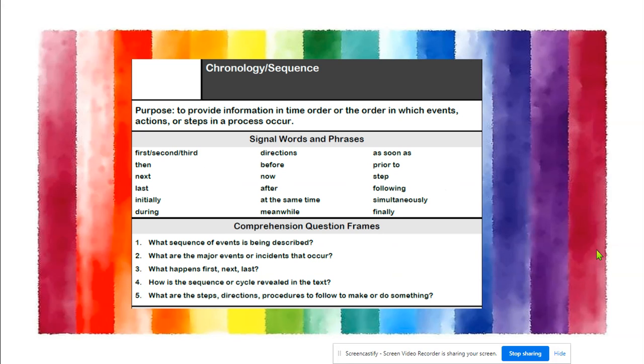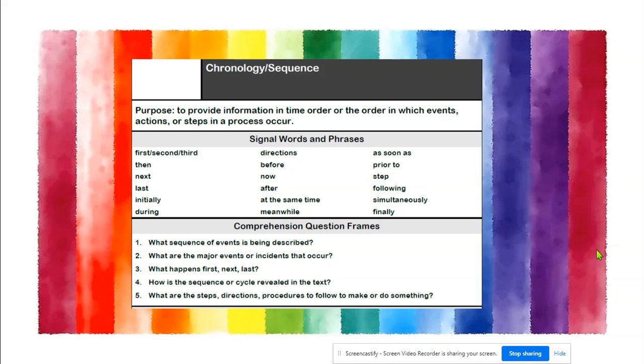Let's talk about another author's choice that impacts the overall meaning of a text: chronology and sequence. So this means how things go in order. The purpose is to provide information in time order, or in the order in which events, actions, or steps in a process occur. Some signal words and phrases that you might see here are first, second, third, before, now, after, following, prior to, simultaneously. Those are all signal words that the author has made this structural choice to use chronology and sequence.